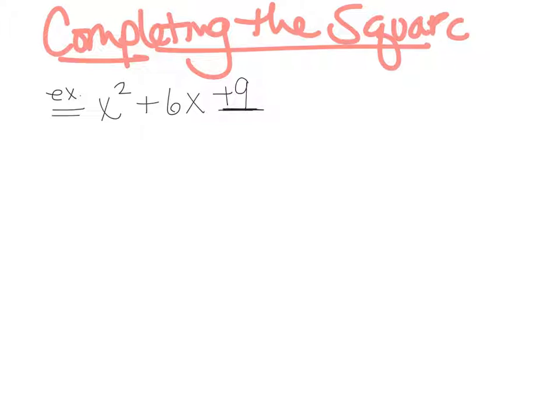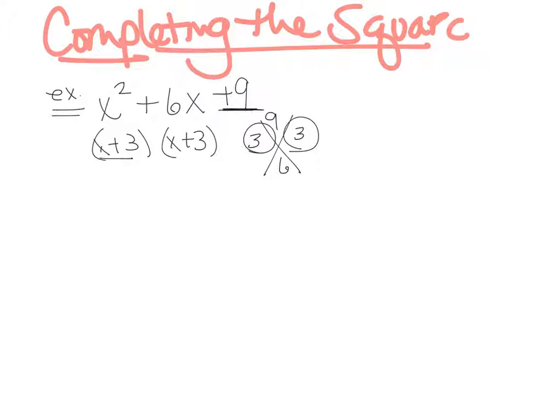After I complete the square that way, I'm now going to factor it. If I draw my x, 9 goes on the top, 6 goes on the bottom. Factors of 9 that make 6: 3 and 3. So I have x plus 3 and x plus 3. Because these are the same, I have a prettier way of writing it. I can say x plus 3 squared.